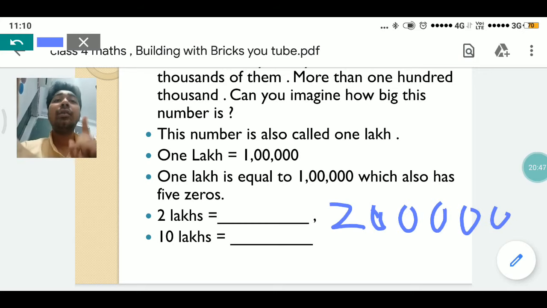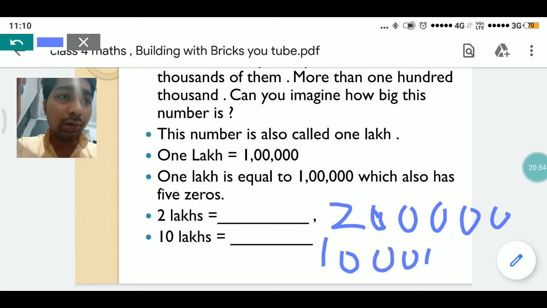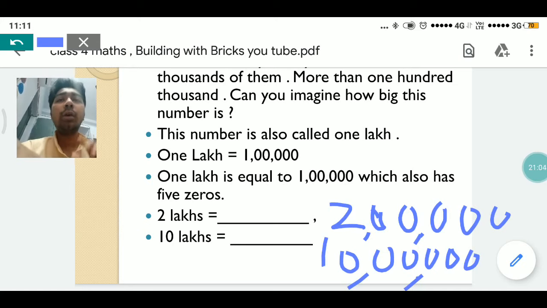Next, 10 lakh. First of all, you have to write down 10. Next, put down 5 zeros. 1, 2, 3, 4, 5. Okay, students. Understand? You have to put 5 zeros.